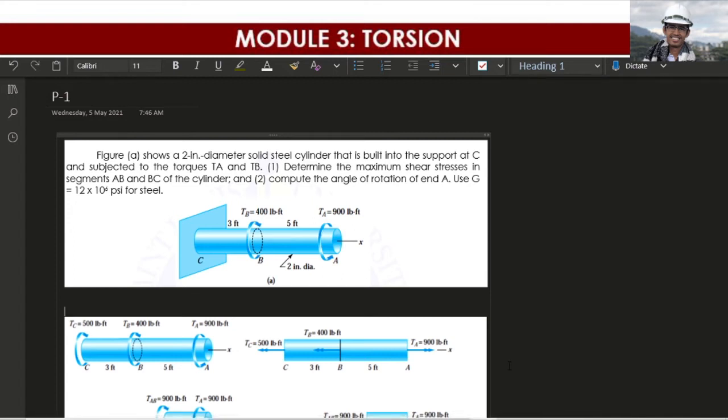Good day, class. So here are our sample problems for your Module 3, Torsion. So we will solve the sample problems.